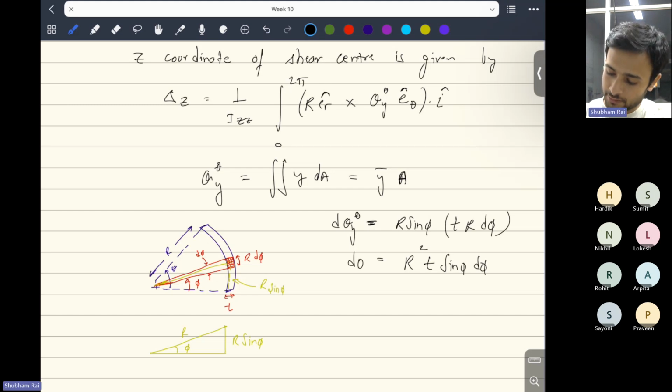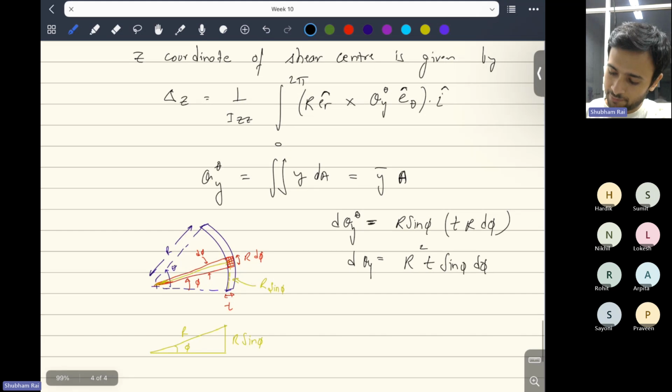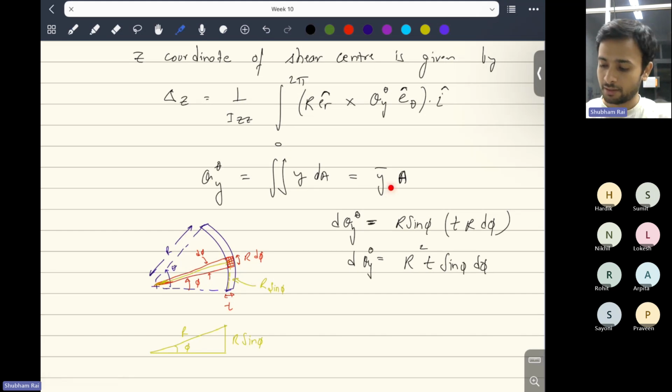And why have we found dqy theta? Because we cannot find y bar directly for this annular disk, so we'll have to go with this expression. So this is your dqy, which is essentially y dA, where dA is the small area element that we have taken, and y is the coordinate of the centroid of this area element, which is r sine phi. So now if you integrate this, you will get qy theta, and phi will go from 0 to theta.